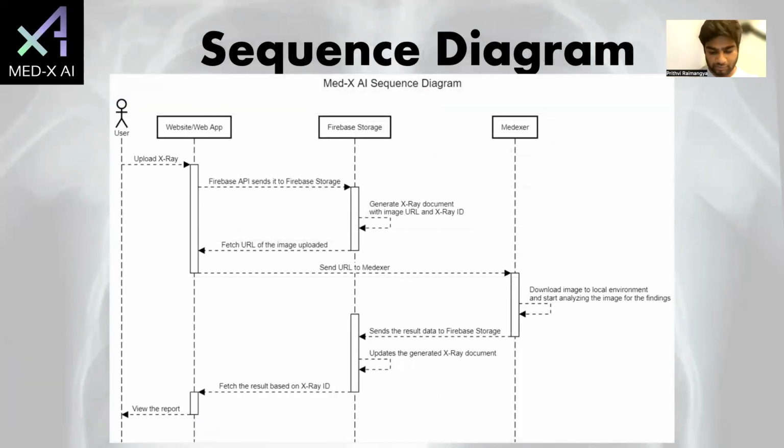Let's understand the sequence of how it's going to work. The user will first upload the X-ray. This X-ray from the website is carried forward to Firebase storage. Inside the storage, the location, the URL, will be generated and then will be carried forward to the Med-X tool. The Med-X tool with that UI will generate the result and send it back to the front end.